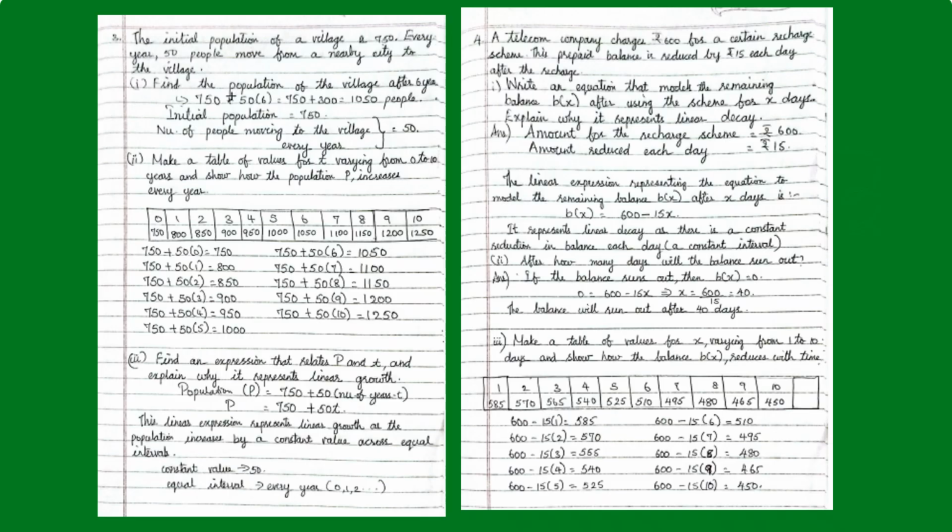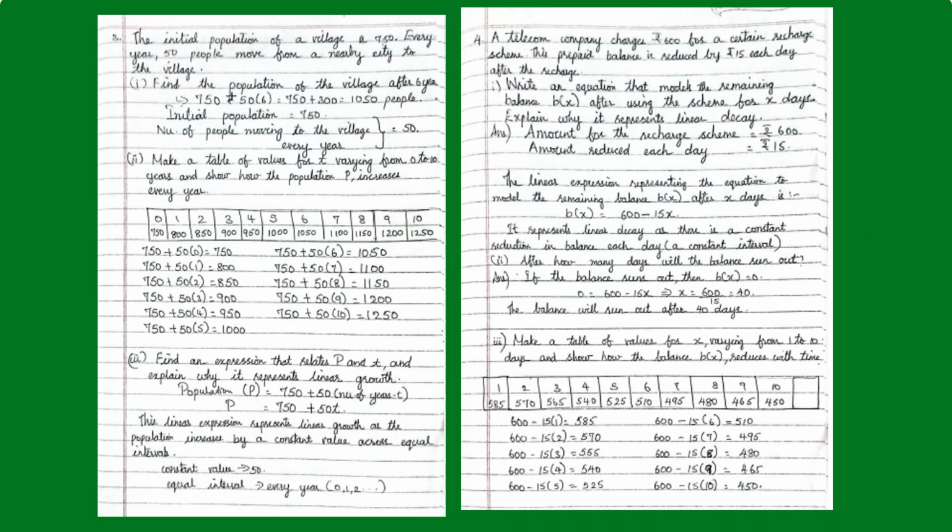The expression will be the population P is equal to 750 plus 50 times the number of years, or 750 plus 50t. This linear expression represents linear growth as the population increases by a constant value across equal intervals. So what is the constant value here? It is 50. Equal intervals, that is every year: 0 year, 1 year, 2 years, and so on.